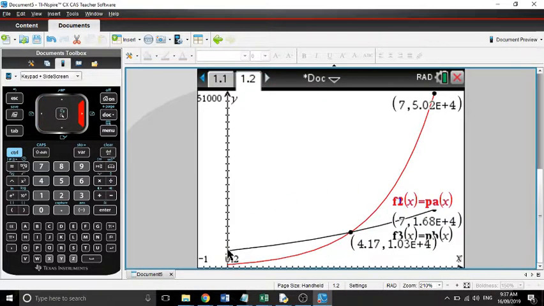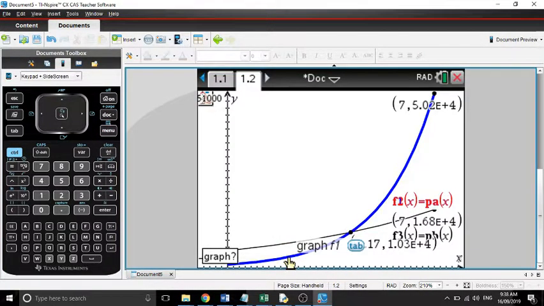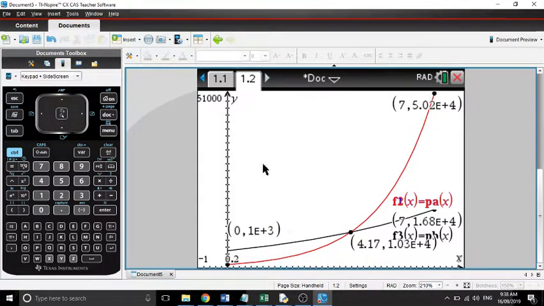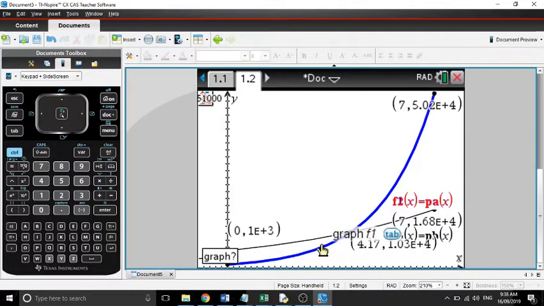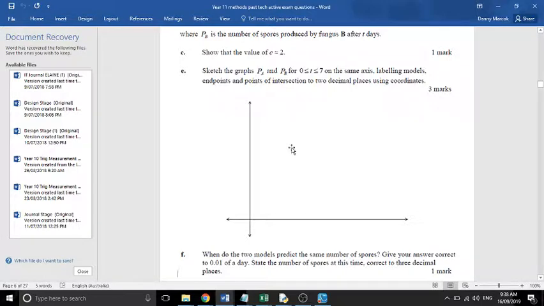For the other endpoint, we know that they both happen at 0. So what we do is we can go analyze graph, minimum for that graph, there and there, happens at 0 and 1,000. And our last graph, minimum, this should be 5,000. Yeah, 0 and 5,000. That's what we end up with there. Remember to label them properly as well. Okay.